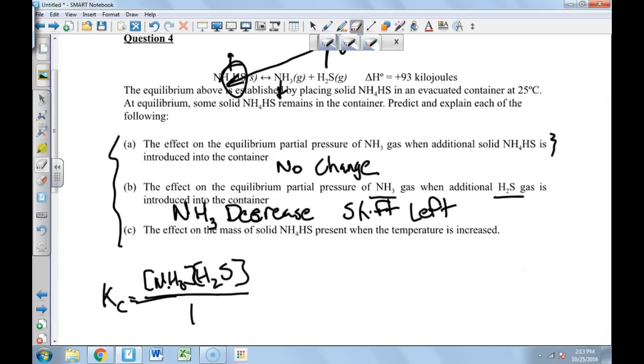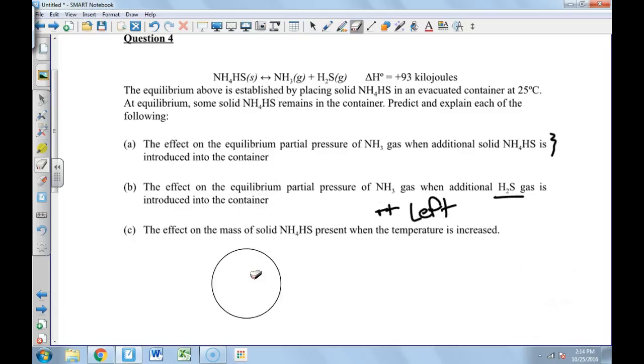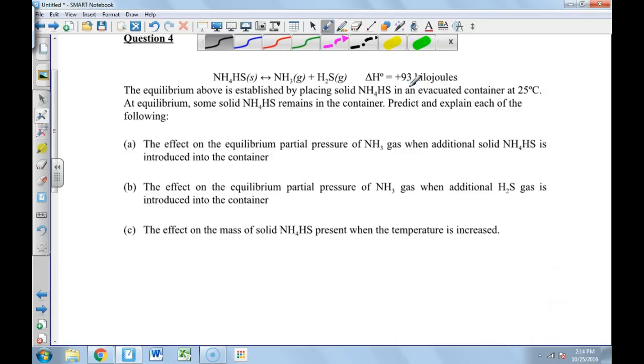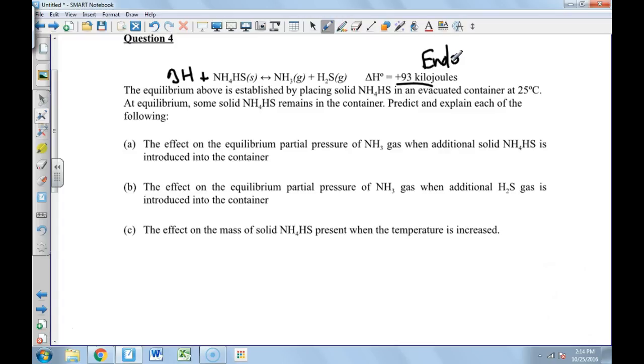Okay, the effect on the mass of solid when temperature is increased. This is a really good question because it hits a couple of things. First of all, we have to look at the exothermicity, or the delta H, or the enthalpy, whatever you want to call it, of the reaction. If it's positive, that means that the reaction needs energy to continue, so the heat is going to be on the reactant side. This is an endothermic reaction. That's what that's saying.